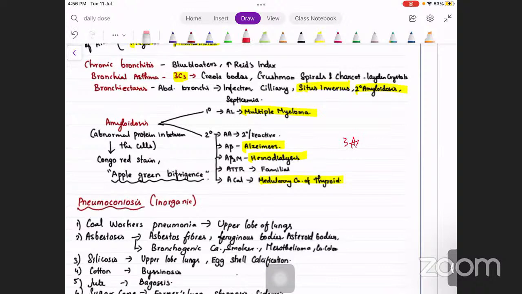Let me repeat again. Congo red stain, apple green birefringence, multiple myeloma AL, A beta 2M hemodialysis, A beta is Alzheimer's, ACAL is medullary carcinoma of thyroid.